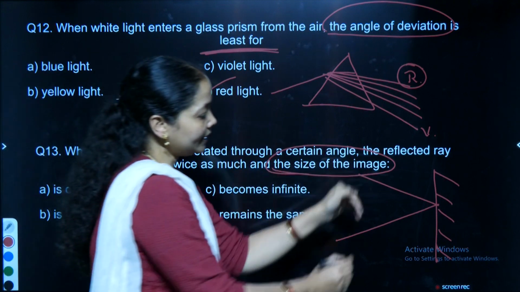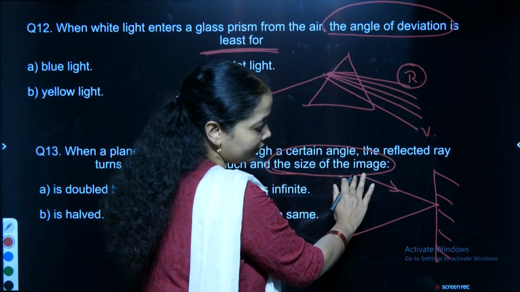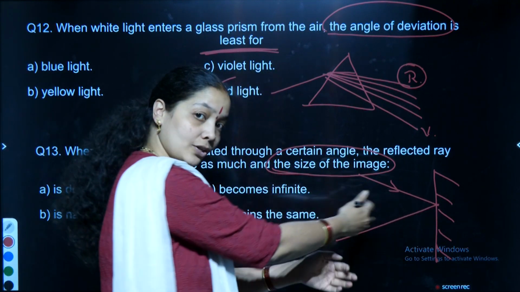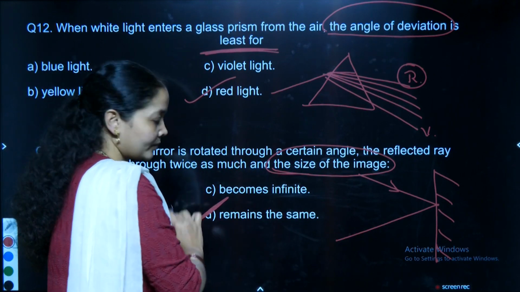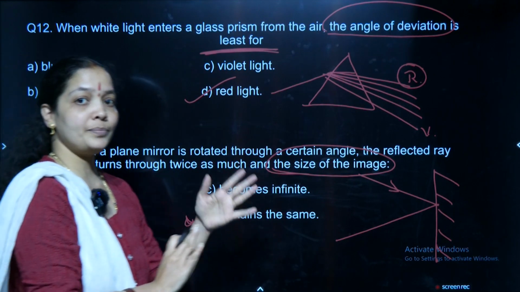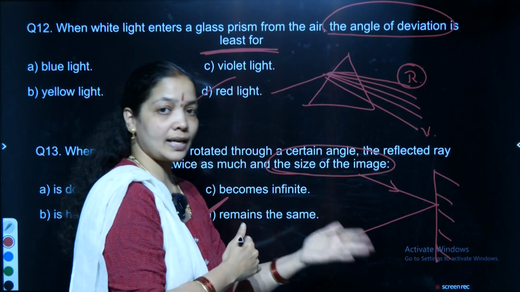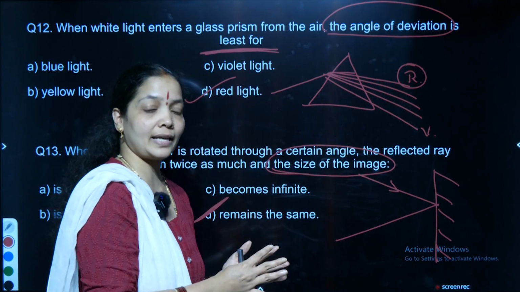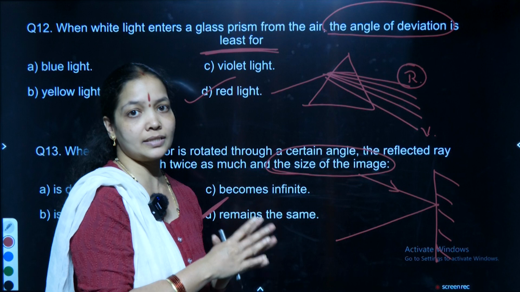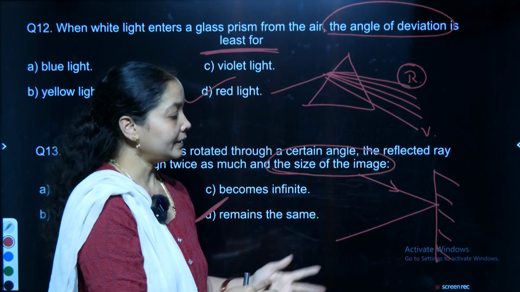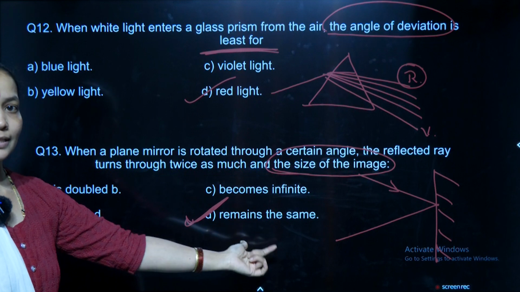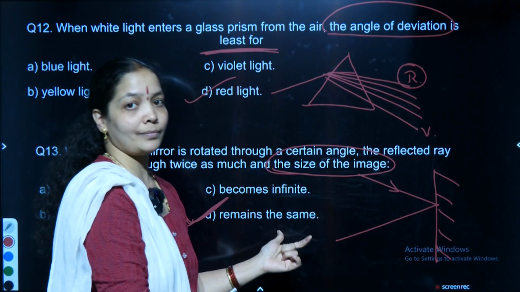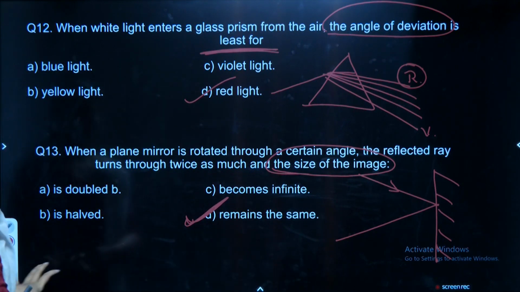See, when the incident ray is this much, it can come from infinity also, and the reflected ray can also go to infinity. So the size of the image will not change. In a plane mirror, the image size and the object size have to be the same, even if the light segregations are happening in a weird manner. That is the nature of the plane mirror. So the size of the image remains the same will be my answer in this question.